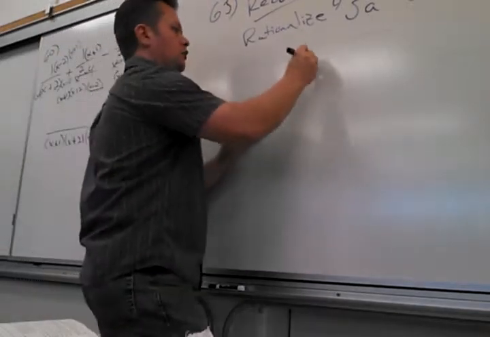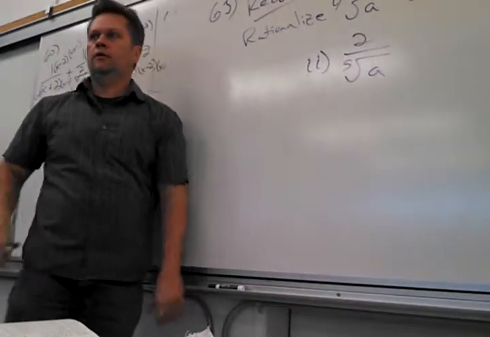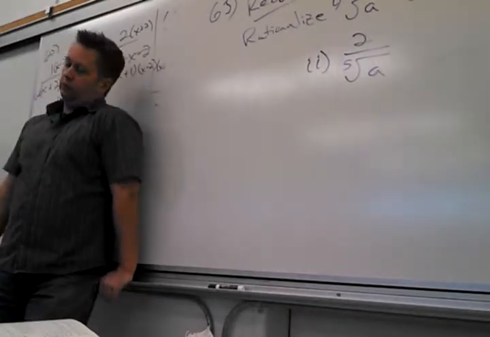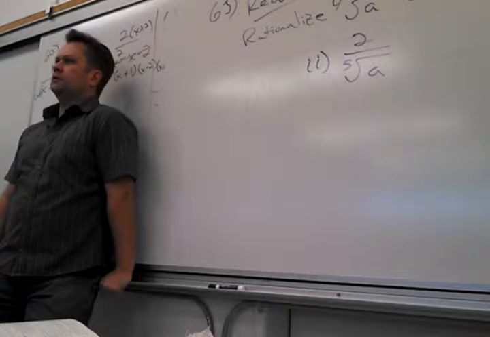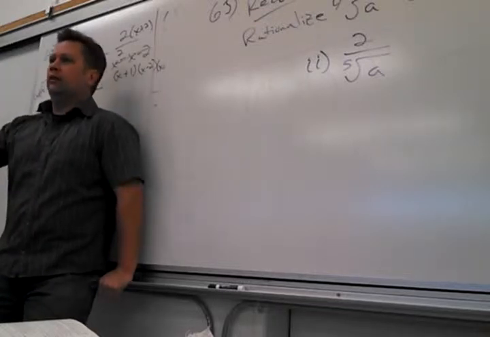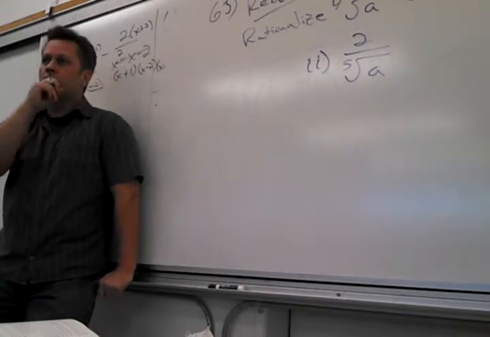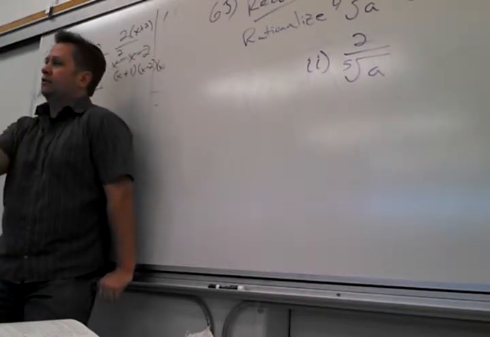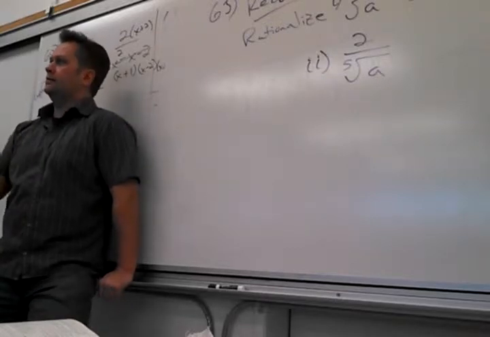So if instead it would have been 2 over the 5th root of a. Do I multiply by 5th root of a over 5th root of a? No. That doesn't make any sense. So I call this process completing the root. Complete the root. How many things does the root need? 5. How many do you have? 1. So how many more do you need? 4. All right. See, that's the correct concept behind this.